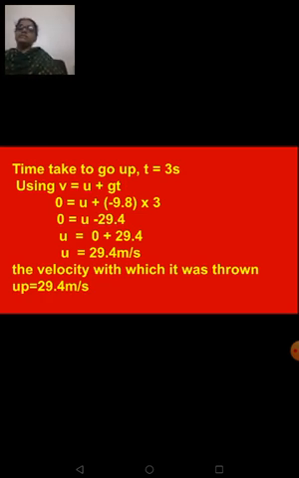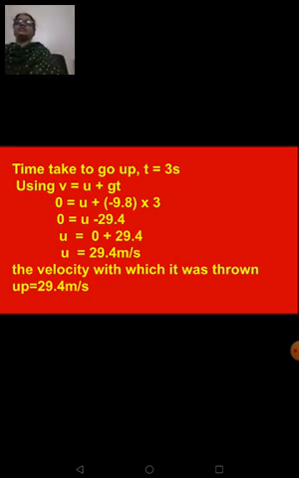So by substituting all this, v is equal to 0, u we need to find, and g is minus 9.8 into 3. Now 9.8 into 3, it's simple multiplication, it is 29.4. So 0 is equal to u minus 29.4. Why minus? Plus into minus will give you minus. Now we need u. So you have to take this 29.4 to the other side, because it's a negative value. When negative goes to your left hand side, it will become a positive value. Therefore, value of u is 29.4 meter per second. So this is the velocity with which it was thrown up.